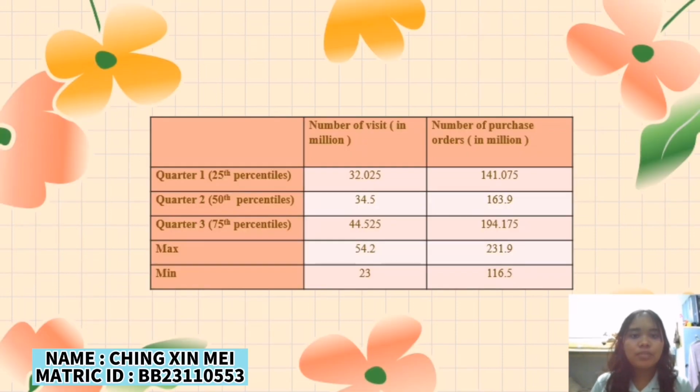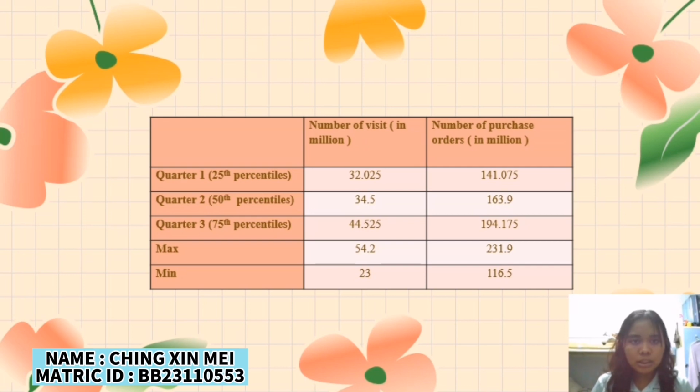The data consists of the number of visits and purchases for 30 e-commerce websites. From here, we can see that Q1, Q2, Q3, and the minimum and maximum values for the number of purchases are higher than those for the number of visits.